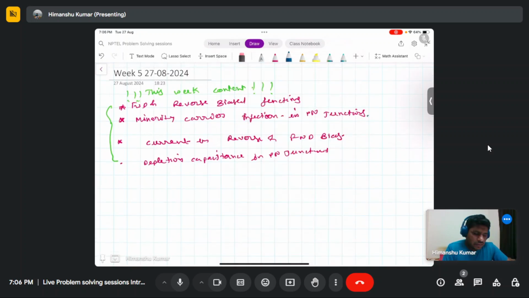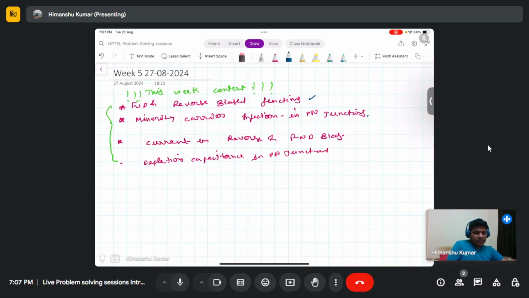So, let me summarize this week's content. What was covered in this week's lectures was forward and reverse bias junction. Earlier, in the previous sessions, we have seen how the junction band diagram looks when you operate in equilibrium. This week we will see how the band diagram, and the drift and diffusion current, look with applied bias. Basically, this is the non-equilibrium scenario. When you apply a bias, minority carrier injection happens, and then diffusion and drift current flows.